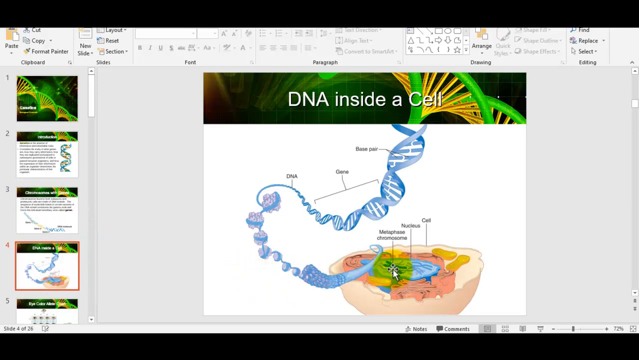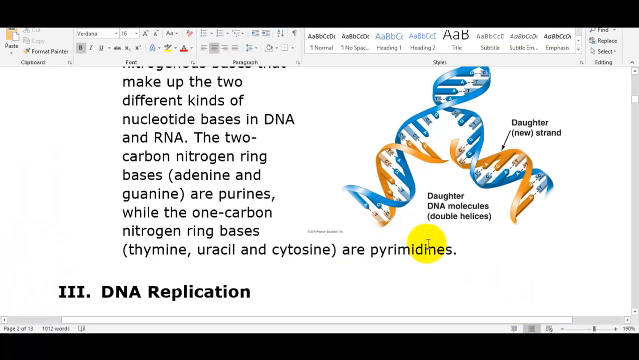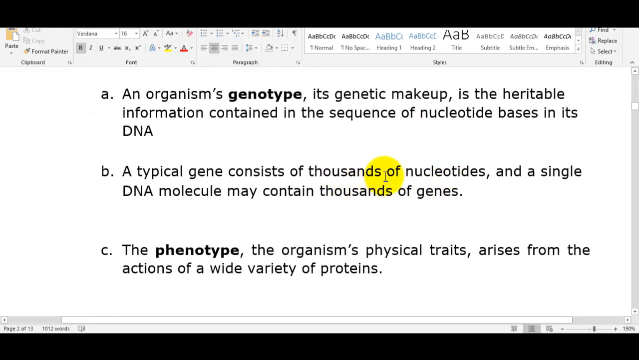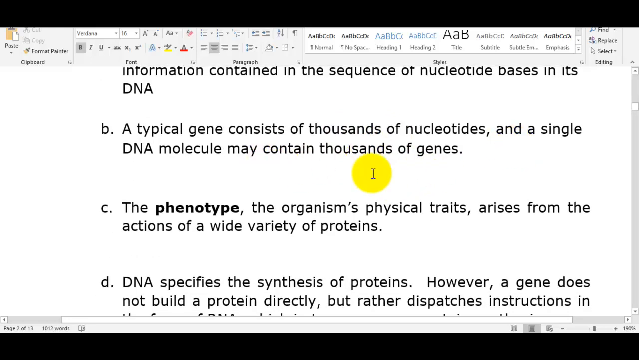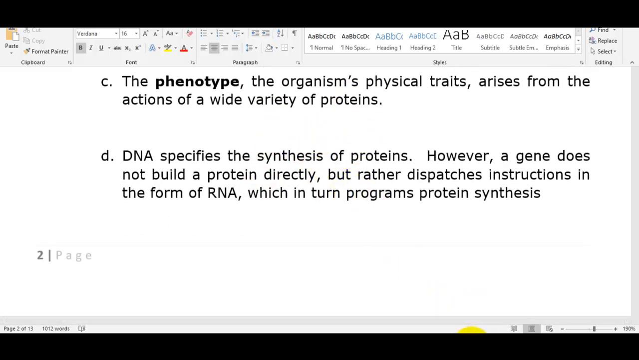So on this particular diagram, remember these are histones, so it's unraveling the DNA, but all that's found within the nucleus. All right, we're about to get to our first little video within the video. It says a typical gene has thousands of nucleotides, that's true. And then a single DNA molecule may contain thousands of genes. The phenotype are the physical traits that arise from having that genetic code. And we're going to get to this in a minute.